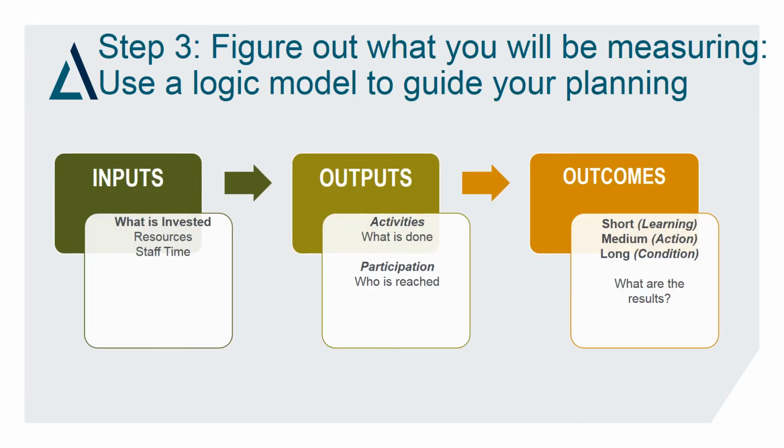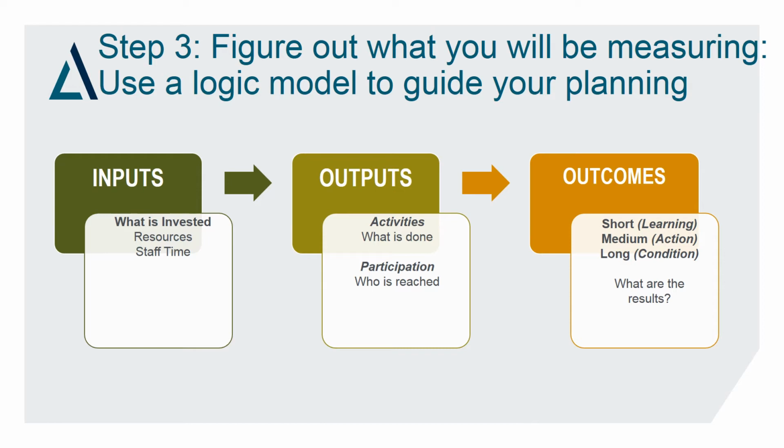The third step in the process is to figure out what you're going to be measuring. This graphic is an example of a logic model, which I've used in the past with other groups as they are planning their evaluation. It's a visual way to organize your program's inputs, outputs, and outcomes, and helps you think more about the investments that are being made, the activities that are being done, and the ultimate outcomes.